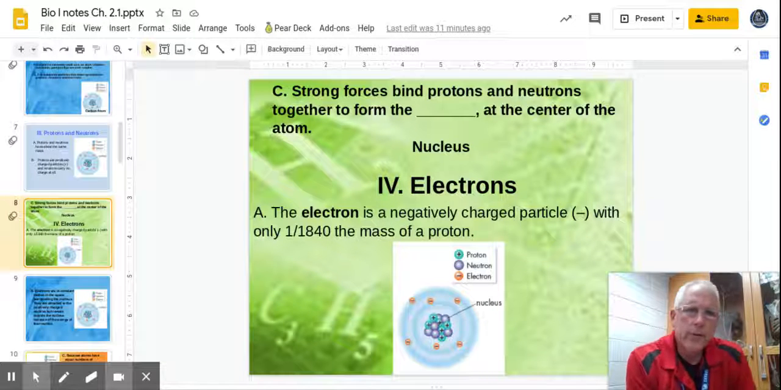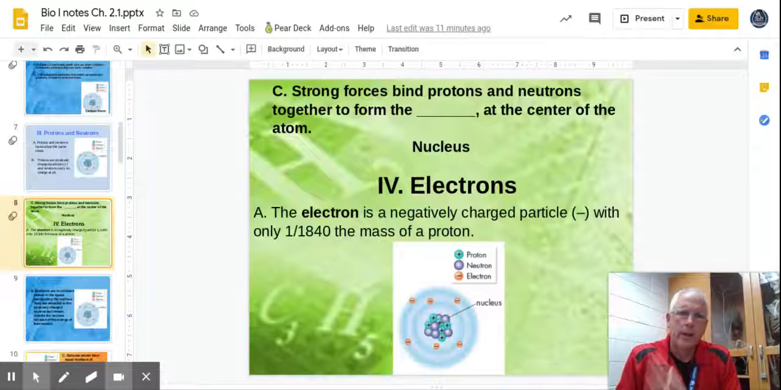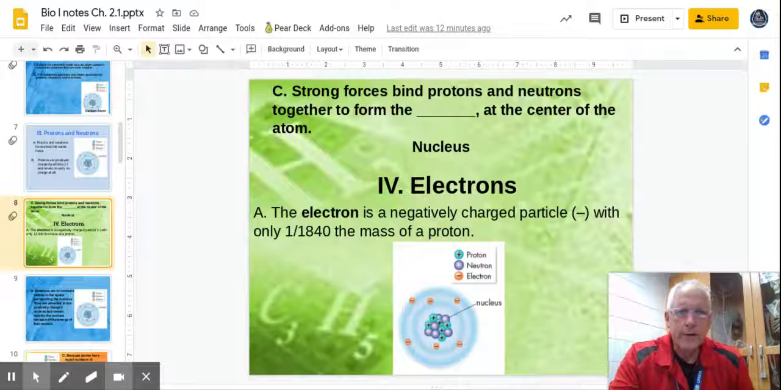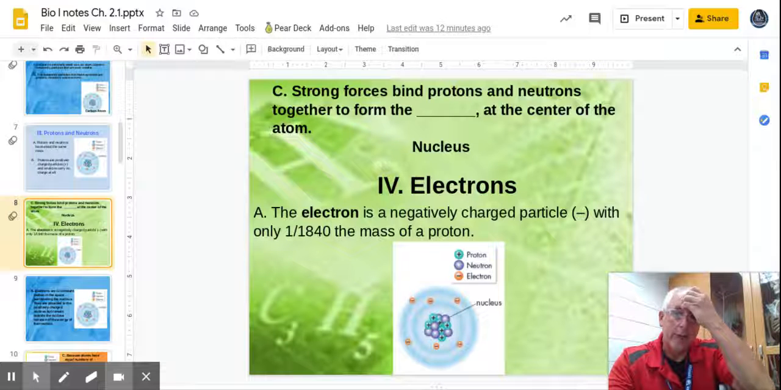There are strong forces that bond those protons and neutrons. I'm not going to get into those right now. That's more of a chemistry topic, but they are in the nucleus. An electron is extremely small. Look at that fraction. It's 1/1,840th of the mass of a proton. It's insane how small that is. So, we discovered electrons a long time ago, and then later on we discovered neutrons, and then finally protons. So it's been a progression. We now understand exactly what they do.